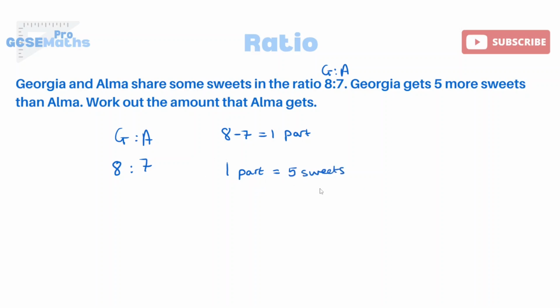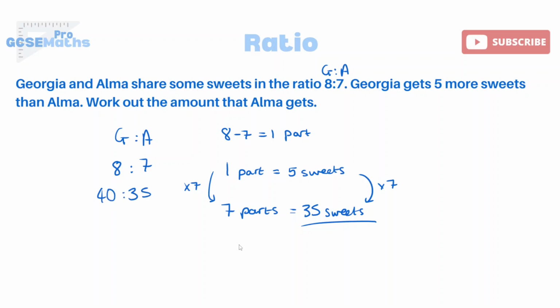So given that 1 part is 5 sweets, well, we want to know Alma, who has got 7 parts, how many sweets would be for 7 parts? Well, that's literally just times in by 7, isn't it, on both sides? So 5 times 7 is 35 sweets. Okay, so that's how many Alma gets. Technically, Georgia would get, obviously, 5 times 8, which is 40 sweets. So you can double check, do I have that difference of 5? Yeah, we do. Okay, so that's what we do if we've been given a difference between them. You literally compare the difference in the ratio numbers with the difference in this case, sweets.